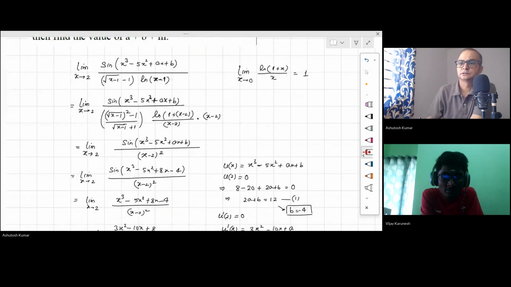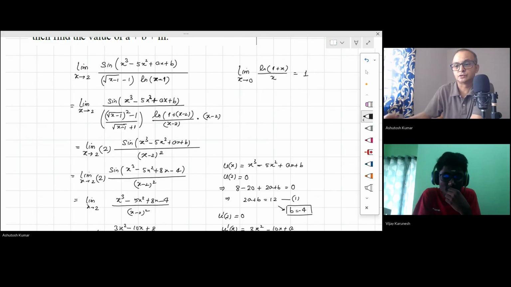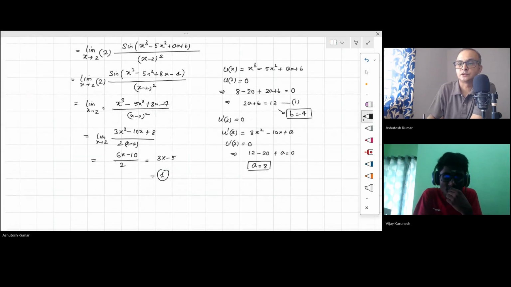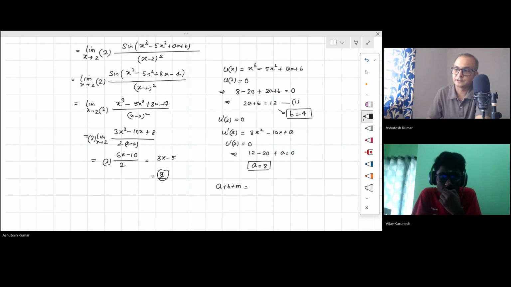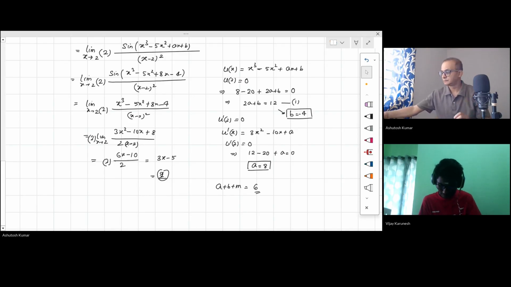The whole thing will be multiplied by 2, sir. Yes, yes. I substituted 1 there. Thank you. It will become 2 there. This will also be 2. So now the answer is 2 there, and this will also be 2. So this will become 2. Yes, correct. So we got here a plus b plus m is equal to 6. Understood? Yes, sir.